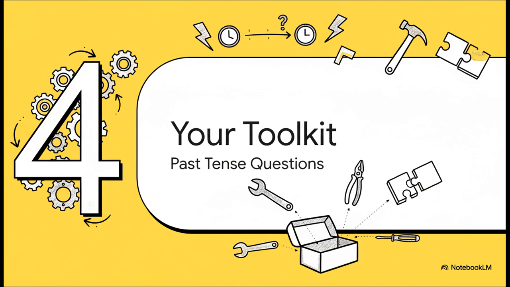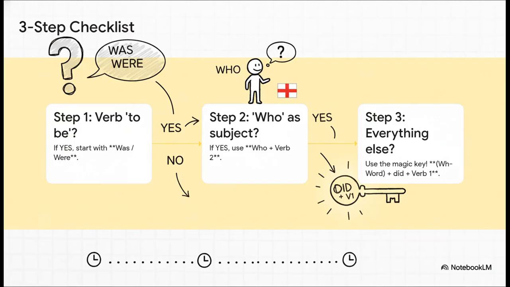So, let's recap. We've covered the main rule with our magic key did, and we've nailed the 2 tricky exceptions. You've seen all the individual pieces. Now, let's put them all together into a simple, powerful toolkit you can use every single time you need to ask about the past. This is it, your complete 3-step checklist.